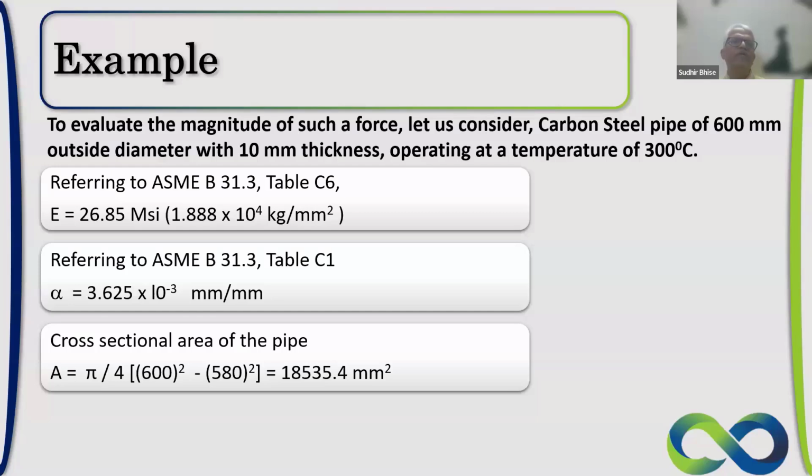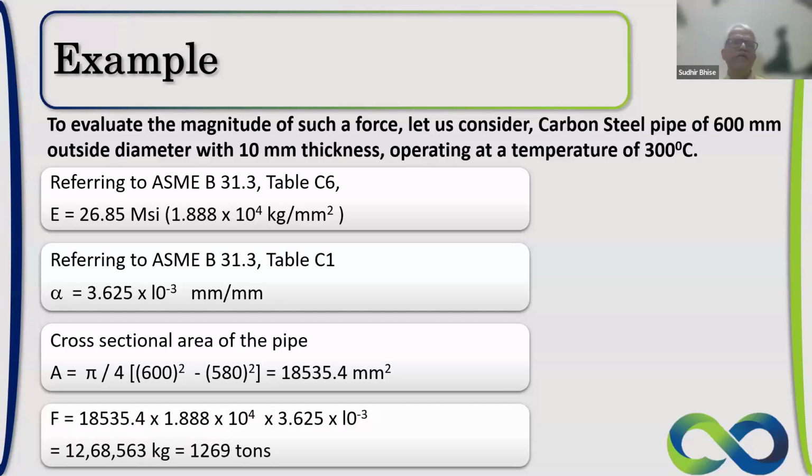So now we have all these figures: A, E, and alpha. If we multiply all these with this equation, we see that the amount of force which is required to keep the system in place will be of the order of 1269 tons. So that is the amount of force which will be generated if you try to restrict the movement of the pipe at that place. That shows the importance of the calculation.